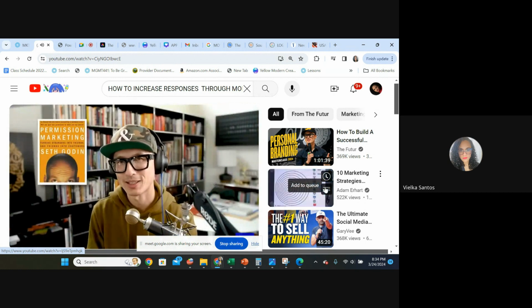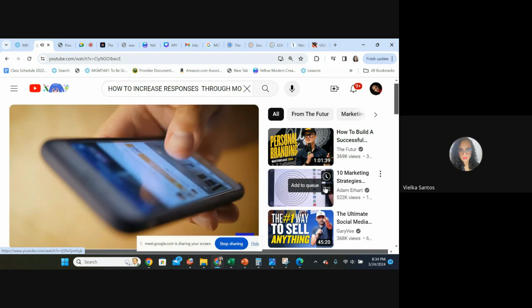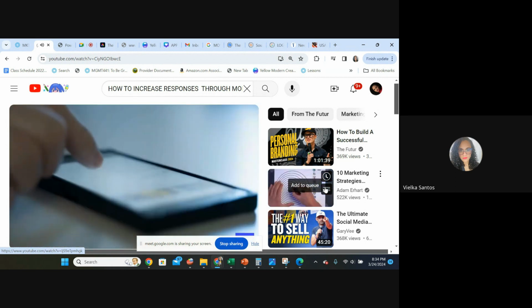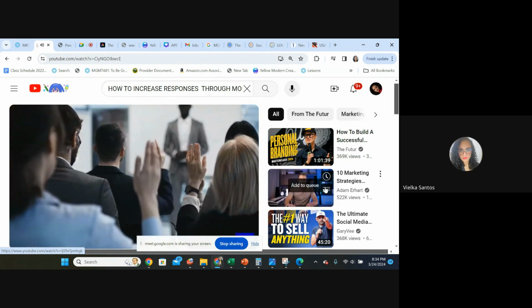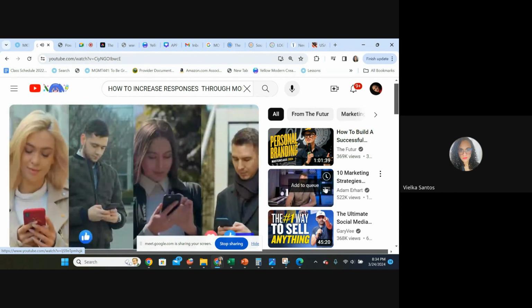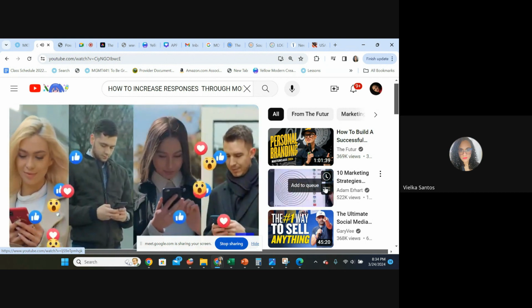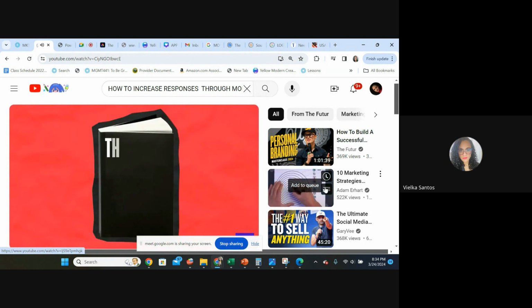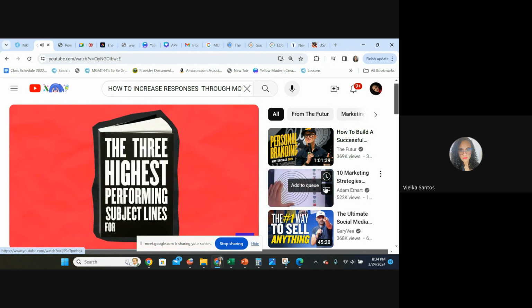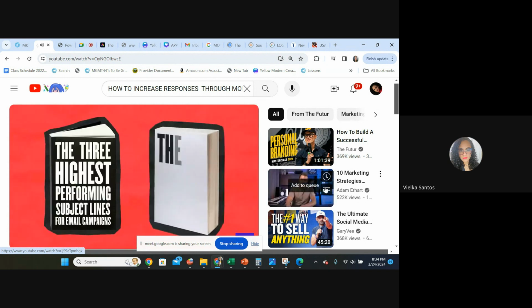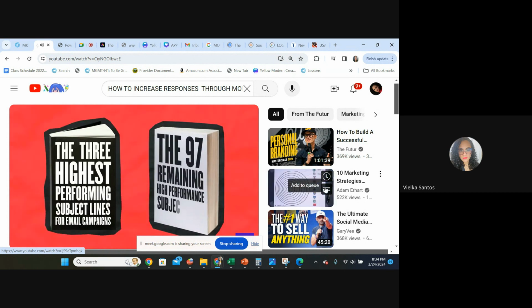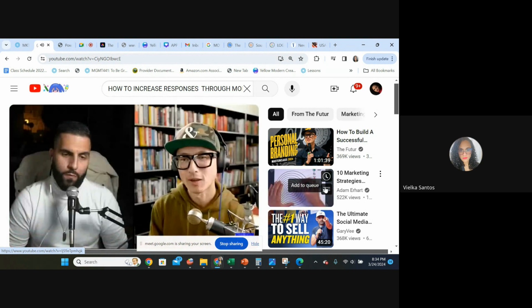So what we're doing in this modern age of social media is asking people to volunteer to enroll in a long-term marketing campaign where, with each interaction that we go deeper, we give increasing amounts of value. The first piece of value is, here are the 3 highest performing subject lines for email campaigns. Here are the 97 remaining pieces of value. And now I would love to give you a free diagnosis.